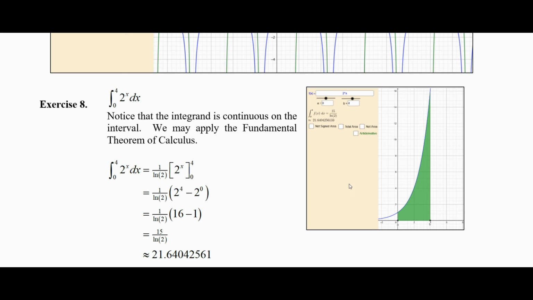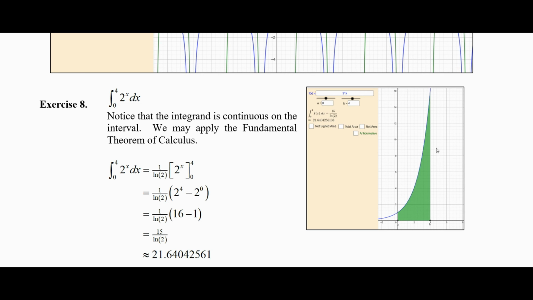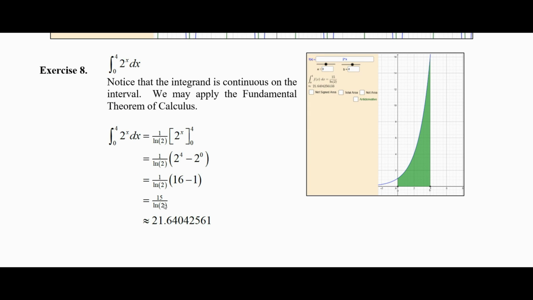Notice that if I do this in my little program, and I put in 2 to the x here, and go from 0 to 4, it shades the graph that we're trying to find. In this case, the area is all above the x-axis, so it is the area between the curve and the x-axis that is this green area. And it gives me an exact value right there of 15 over natural log of 2, which is what we got when we did it by hand. And then approximately here, which you could get by typing 15 over natural log of 2 in your calculator, or by typing this integral in your calculator. It will give you a decimal approximation. And of course, this GeoGebra app, the way I've got it set up, has given me both of those things.